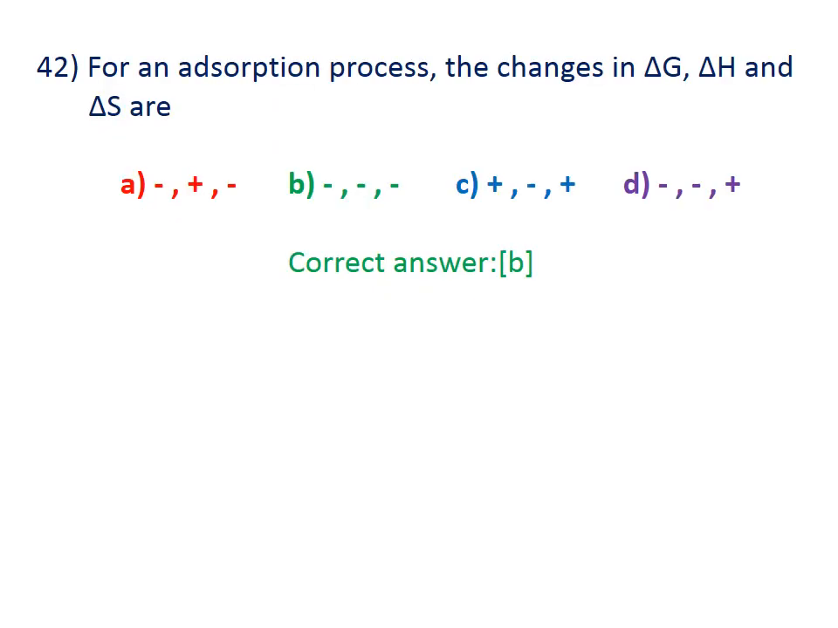42. For an adsorption process, the changes in delta G, delta H and delta S are. Here all are negative. For an adsorption process, delta G, delta H and delta S are negative. Therefore, the correct answer for this question is B.